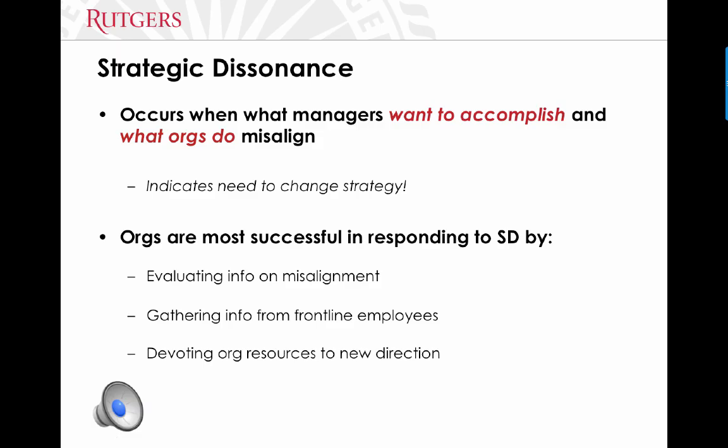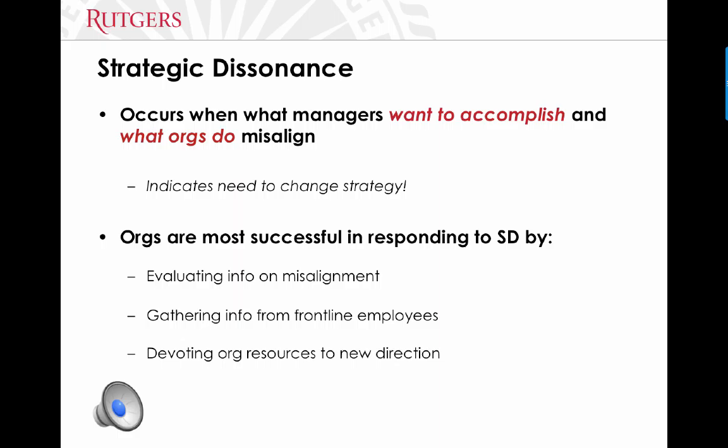Organizations are going to be most successful at responding to strategic dissonance by, 1, evaluating information on the misalignment, by 2, gathering information from frontline employees or those at the middle and lower level ranks of the executive ladder, or by 3, devoting organizational resources to the new direction set out in the strategic plan.